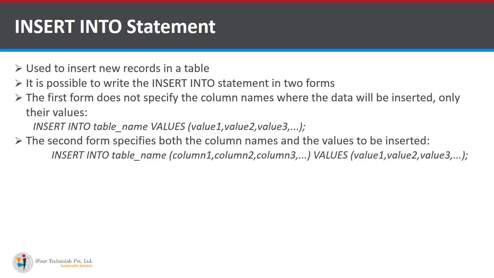The second form specifies both the column names and the values to be inserted. Suppose you have a table with 5 columns but you want to insert data into just 3 columns, then you have to specify the column names and then the values you want to insert. So the syntax is insert into table name, bracket open, column 1, column 2, column 3, up to whatever columns you want, values value 1, value 2, value 3, etc.